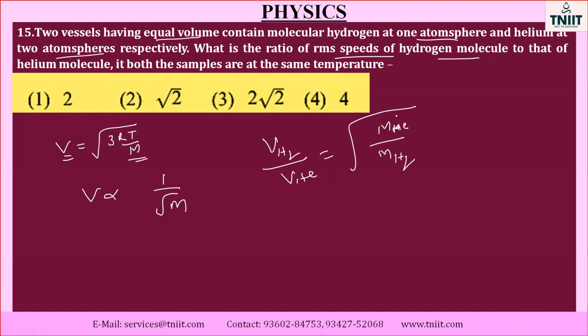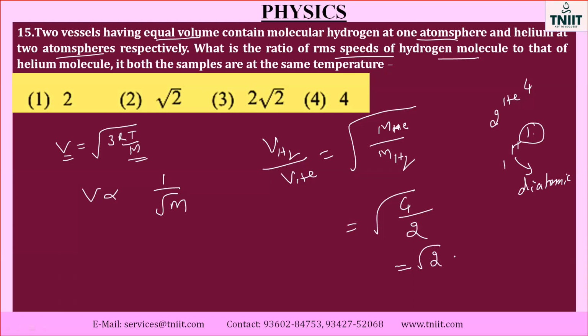What is the molecular mass of helium? Helium is represented with 2He4, right? So molecular mass is 4. For hydrogen, it is 1H1, mass is 1, but this hydrogen is going to exist as diatomic. So what is the molecular mass? 2. So 4 by 2 will give root 2. So what will be the ratio? Root 2. Option 2.